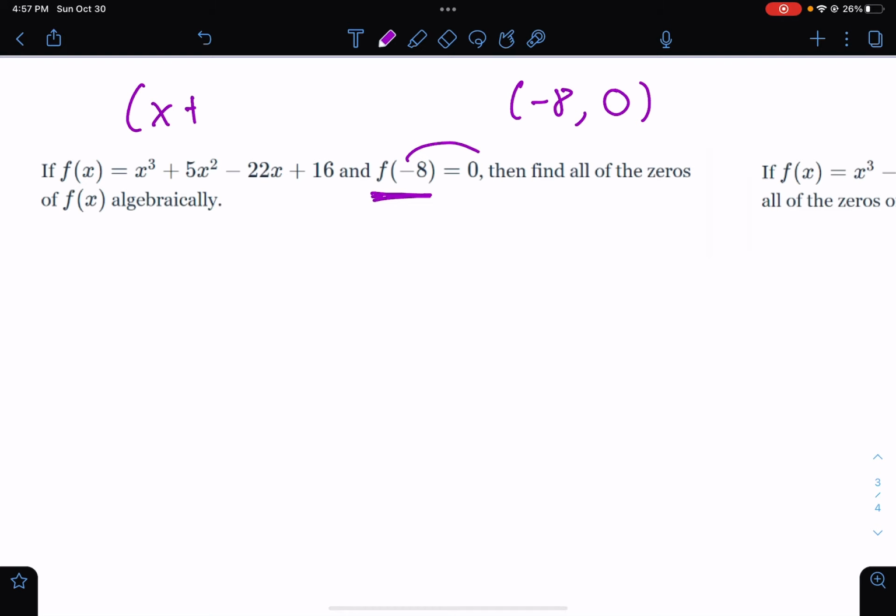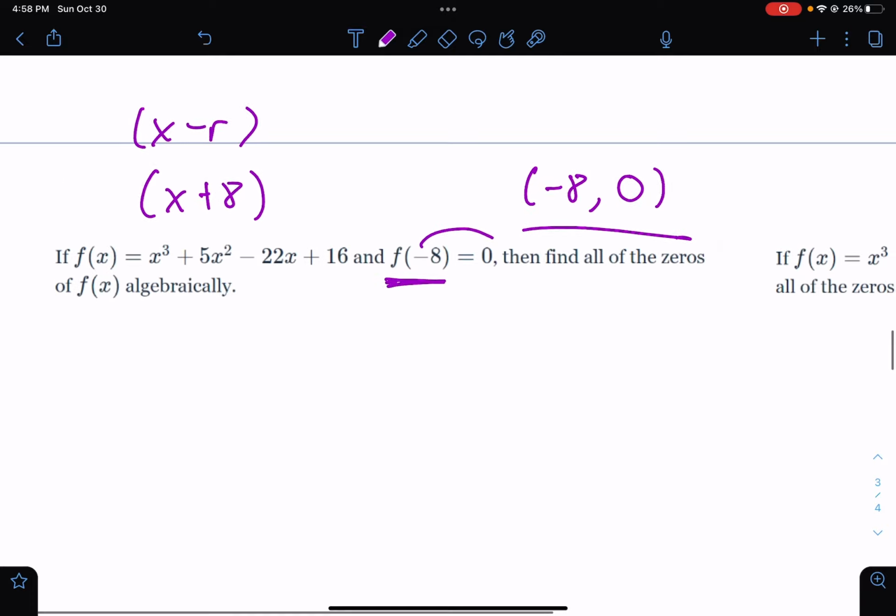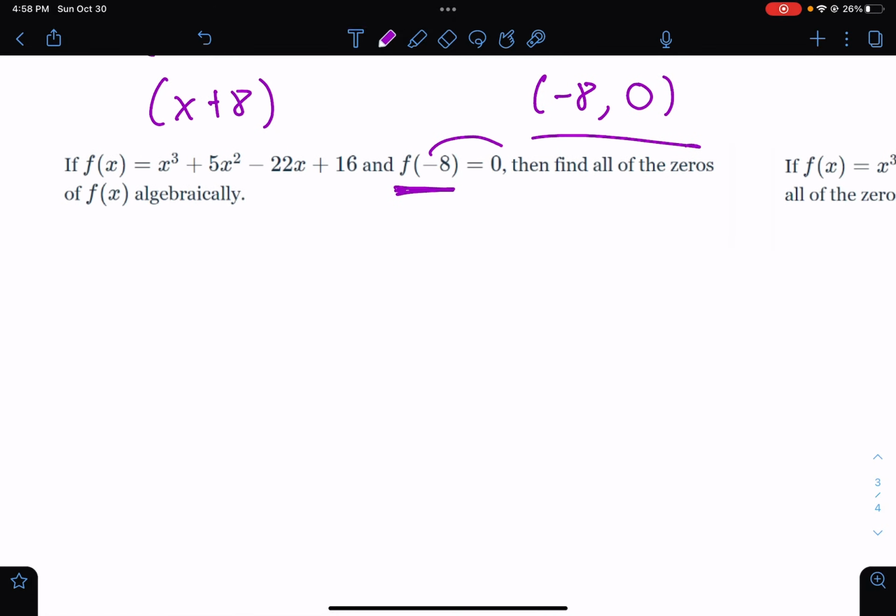Therefore, x plus 8 is a factor, right? If it goes through -8, x plus 8 is a factor because it's always x minus the root, so you flip-flop the sign. Since we know one of the roots, we can, again, use synthetic division.